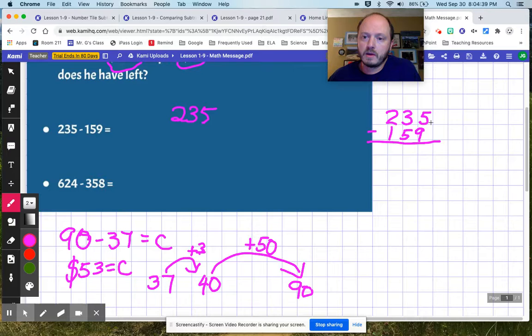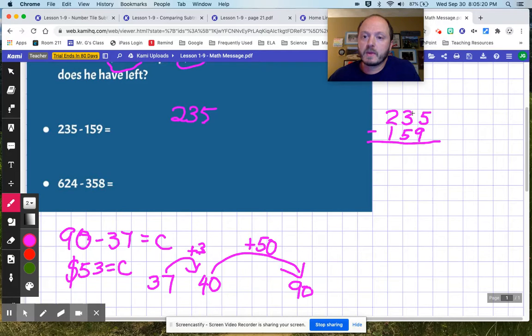We always take from the larger number. So the larger number overall is 235. So that's the number we're taking from when we think about subtraction traditionally. So we're not taking from this 9, we're taking from this 5. And can we subtract 5 minus 9 on its own? No, we can't, because 9 is bigger than 5, right? And otherwise, we'd get into negative numbers, and that's not something we're talking about today. We're thinking about how we are going to regroup this number so that we can subtract it easily.